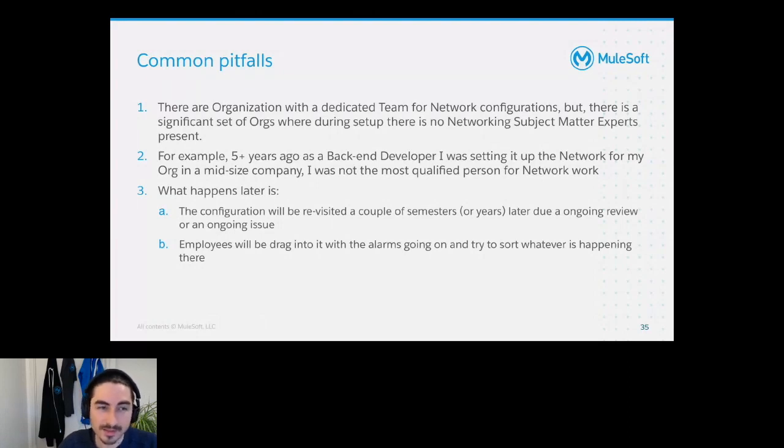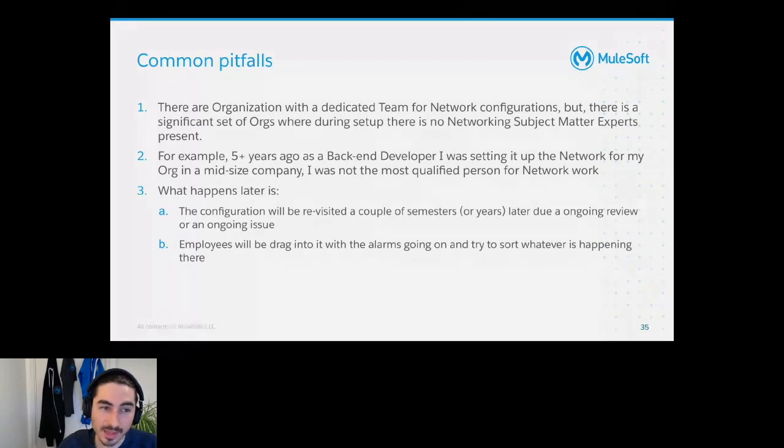For example, and this is anecdotal, 5+ years ago, as a backend developer, I was setting up the network for my organization in a mid-sized company. I was actually not qualified for network work, if we're using radical candor. There should have been a network professional there, or some sort of engagement with a MuleSoft partner or with professional services to help us do the setup. What happens then is that the configuration will probably be revisited a couple of semesters or maybe years later because there's a review pending or there's an ongoing issue.